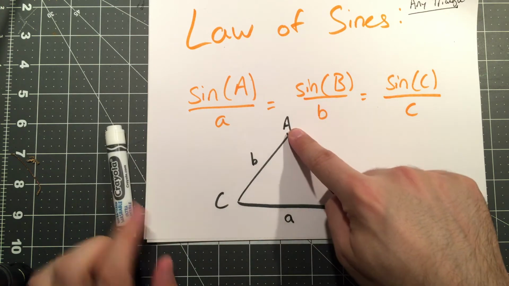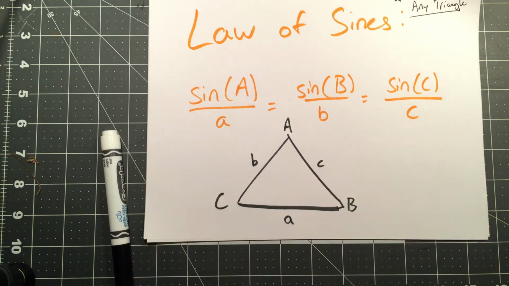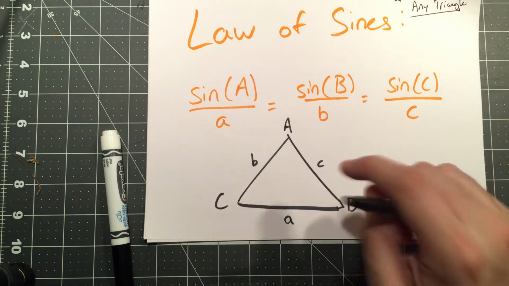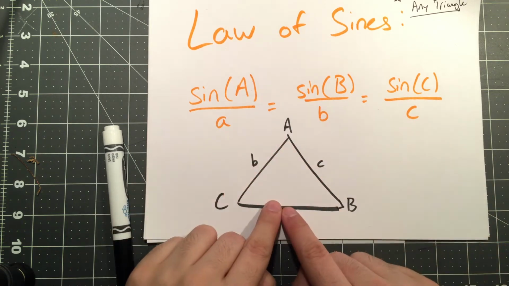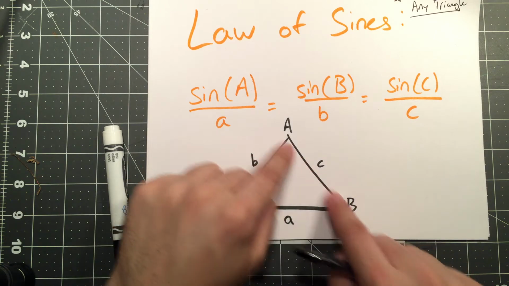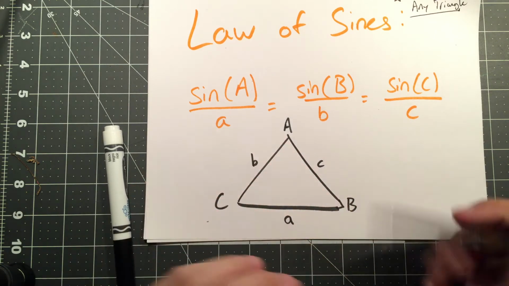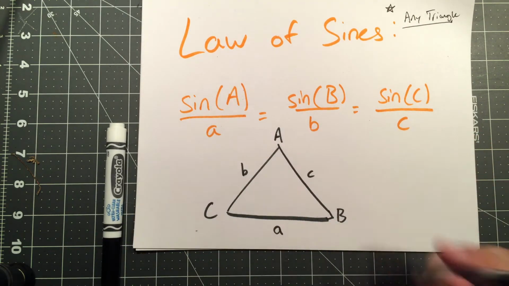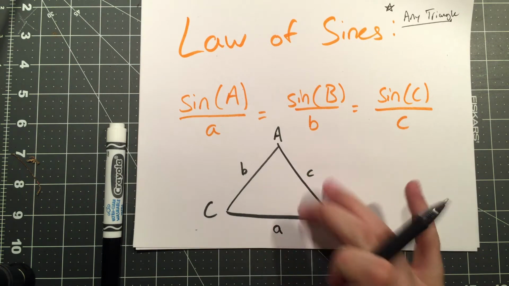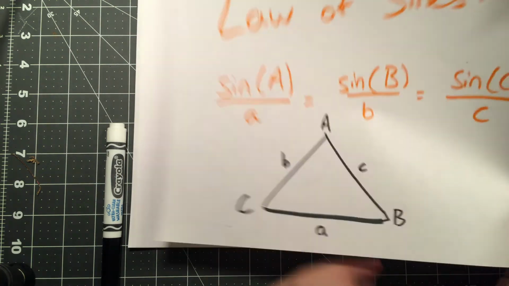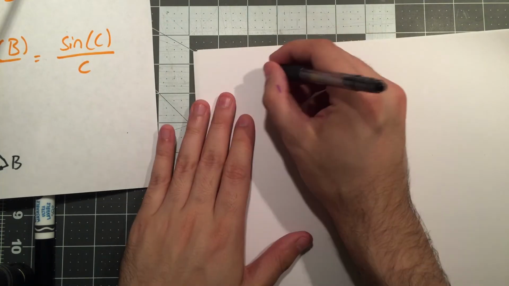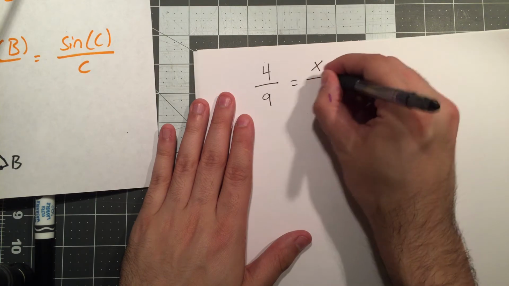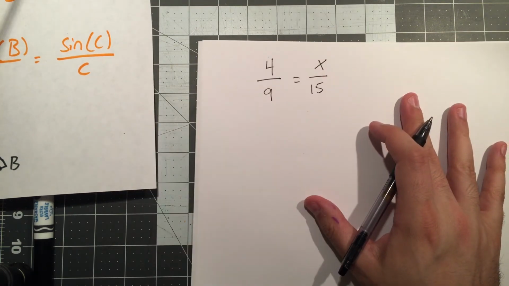So the sine of A over A is a proportion. It's a ratio. This goes back to what we talked about before, where if this angle is the biggest, this side will be the biggest. If this side is the smallest, this angle will be the smallest. This is the law of sines, and what we're going to do is just have a simple ratio we are solving. So the problems today really are going to be no different than 4 over 9 equals x over 15. That kind of problem is what we're going to be doing.